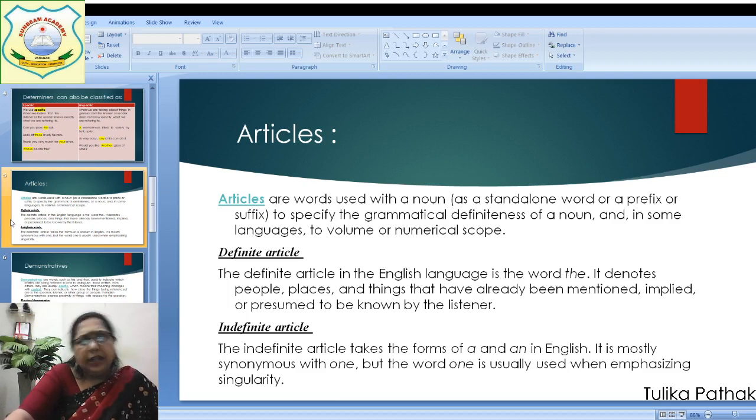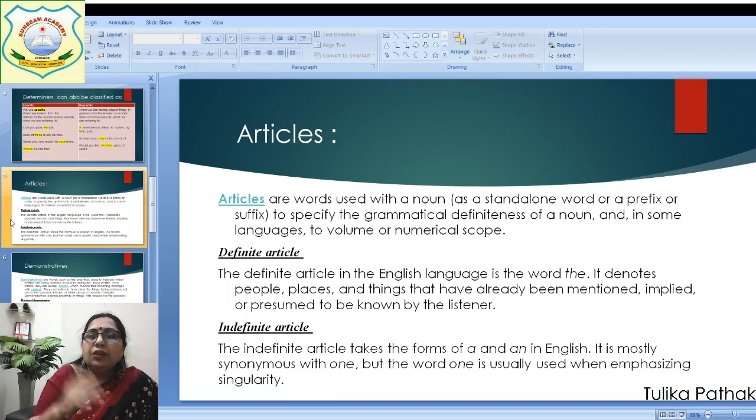Now come the articles. You don't have to write this. You have been reading this since class 5th, I remember. So no need of writing this. Okay. Articles are the words used with a noun to specify the grammatical definiteness. I've tried to use the term which would make you explain the grammatical definiteness.